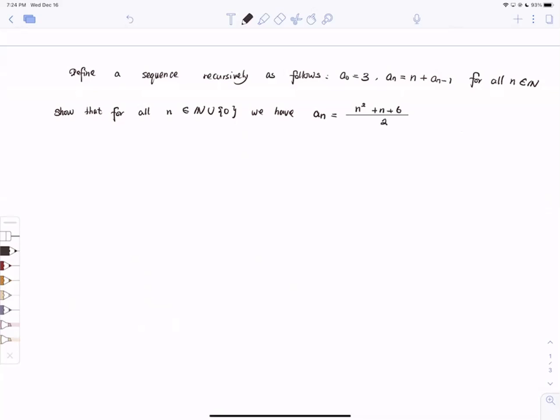Okay, so let's do this one. For whatever questions you have, we will do them one after another, so don't worry. All right, so for this question, what's my base case?